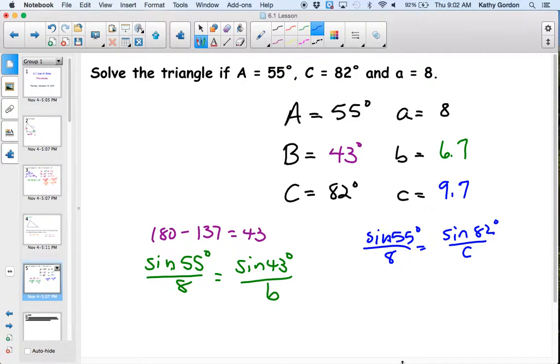Also, just a little quick check. Notice which of my angles is the biggest angle? C. Which of my sides was the longest side? C. Which one's the smallest angle? B. Which one was the shortest side? B. So there has to be that relationship. Your longest side has to be across from your biggest angle, always. And so if you just do a quick check when you're done that makes sense, it's a good way to check any silly mistakes.